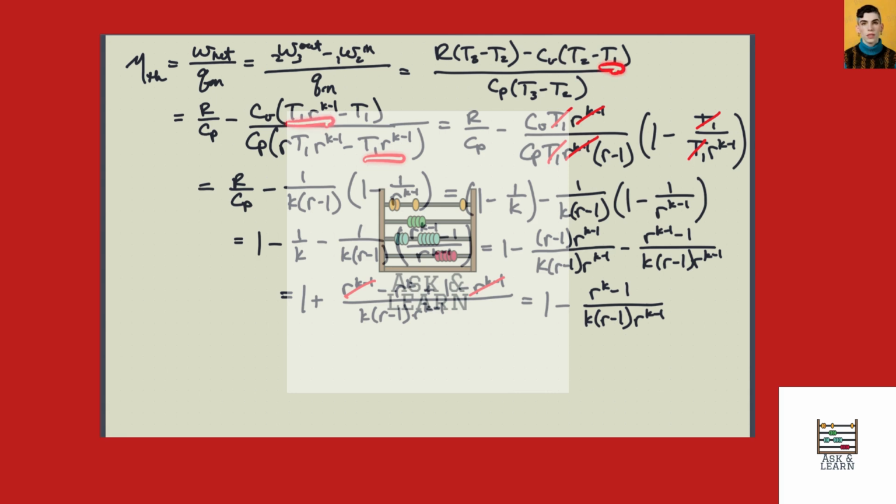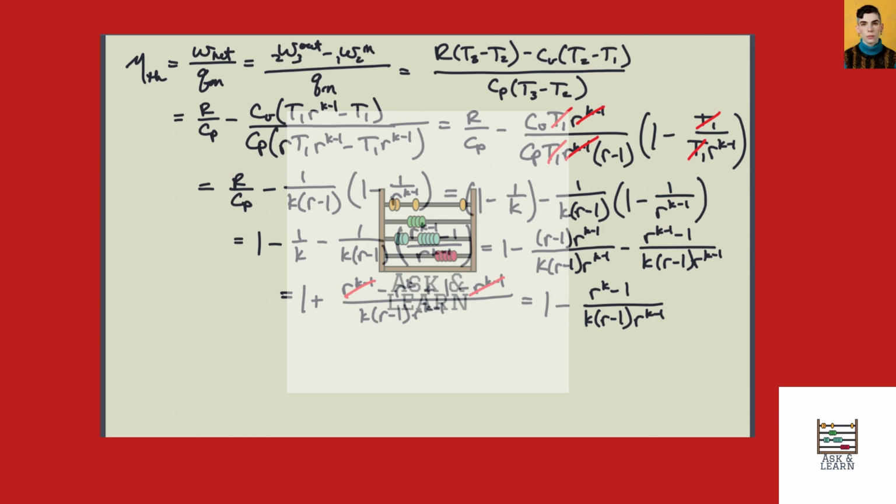T1 we're going to leave the same. T3 is T2 times r. So here's T2 and here's r. And now we can factor some things out and lots of things cancel. We can see that T1 goes away. So actually our reference temperature, or whatever temperature we're doing this at, is irrelevant to the efficiency. So our reference temperature goes out. We get r to the k minus 1 drops out.